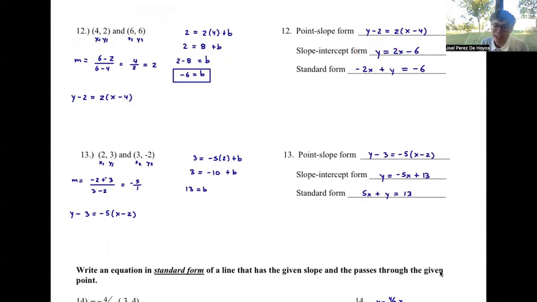Part number 13, exactly the same process. This will equal m equals -5/1. See, number 13. And the point-slope form equals y minus 3 equals -5 times (x minus 2). The value of b will be 13. And this will be the value of every single linear equation: point-slope form, slope-intercept form.